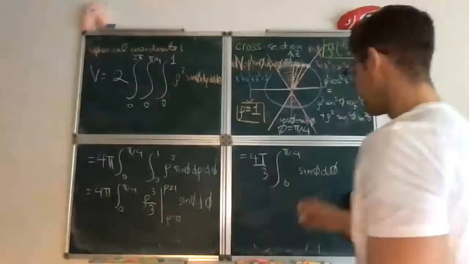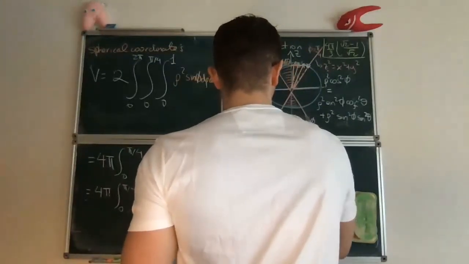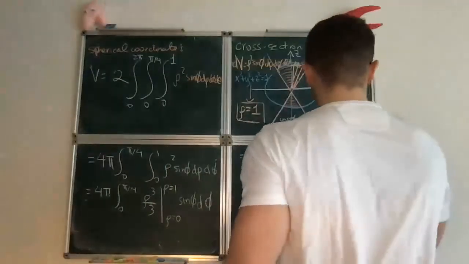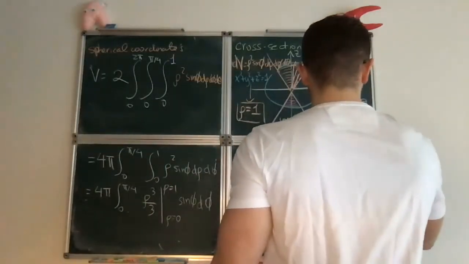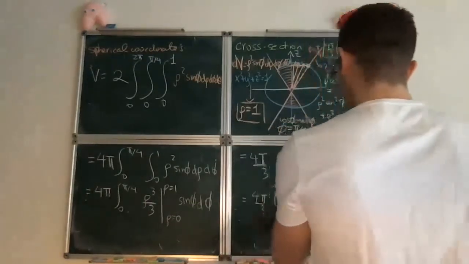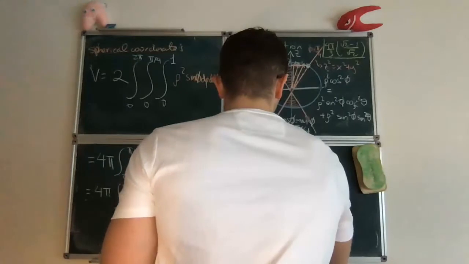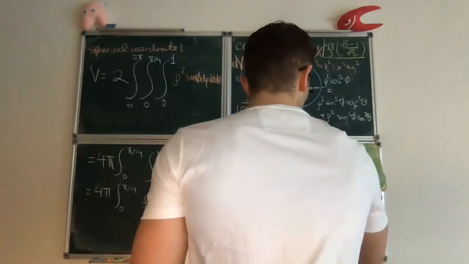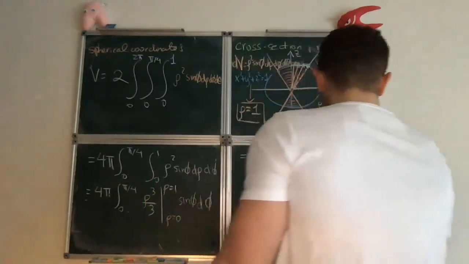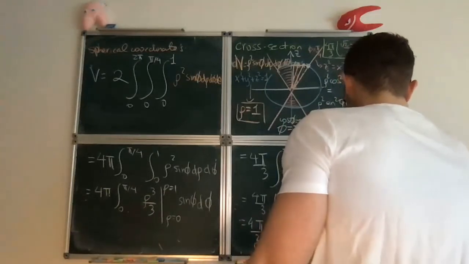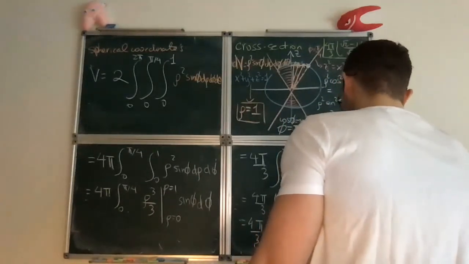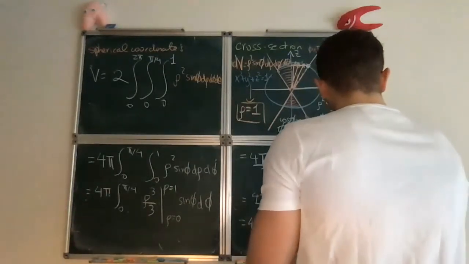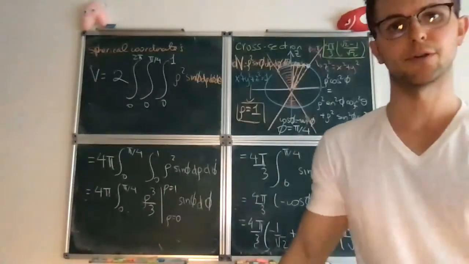The integral of sine phi is cosine, or negative cosine rather. And so evaluating, you get the answer to be 4 pi over 3 times negative cosine of pi over 4, which is minus 1 over root 2. Minus with minus gives you plus, so you get plus 1. And that's precisely 4 pi over 3 times 1 minus 1 over root 2. So you get the answer that we had found before using cylindrical coordinates.